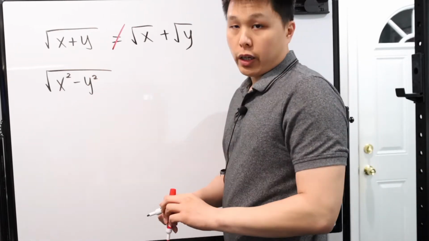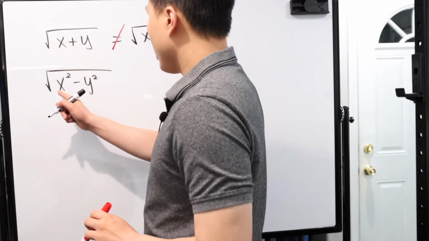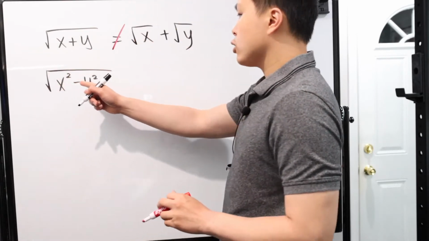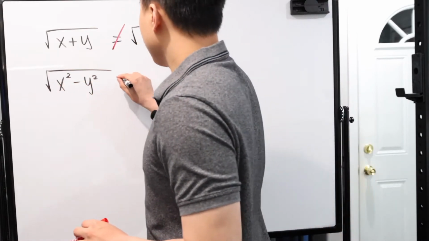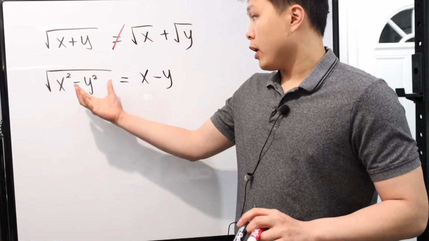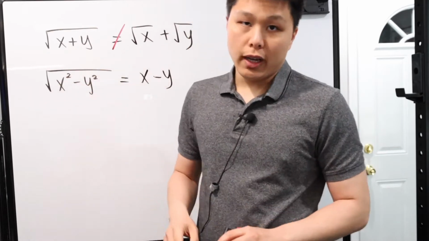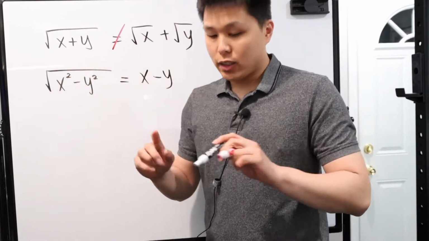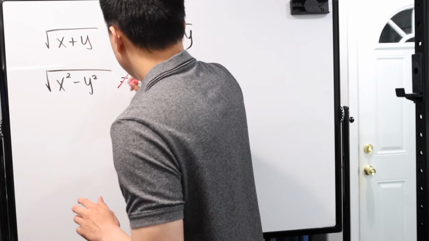Same thing with this one. A common mistake is to think that, since this is the square root of x squared plus y squared, I can rewrite this as x plus y. The mistake is to assume that you can break it down and then start canceling out the exponent. Once again, that's a no-go. So don't do that.